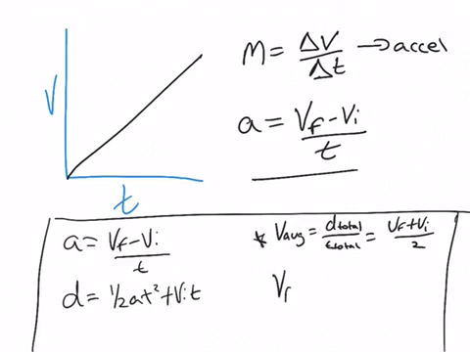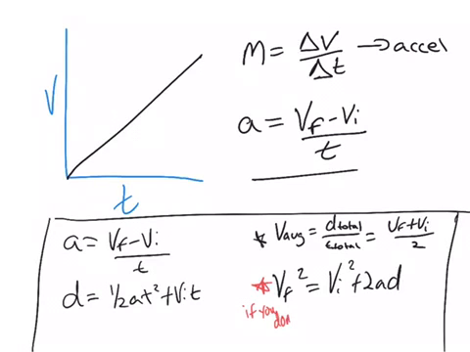And the second one that we haven't talked about yet, we're going to talk about today: vf squared equals vi squared plus 2ad. This is just a combination of these two formulas, and you can use this one if you don't have time, like if you're not trying to find time. Not like you don't have time to do the problem, but you don't have the variable time, because it doesn't have time in it. So these are your formulas.